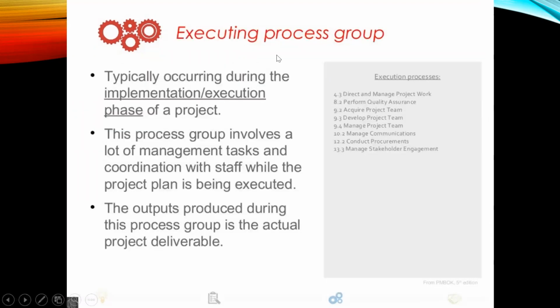The execution process, and this is where everything directing the jobs happens: acquiring the team, developing project teams. So this is what typically occurs in the execution phase, and where the energy is pretty much put.